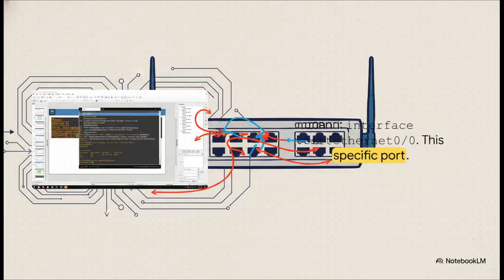Okay, next we have to tell the router which physical plug we're talking about. So we type interface gigabit Ethernet 0/0. This is us saying, hey router, I want to change the settings for this specific port right here. And you can even see the prompt changes to let us know we're in the right spot.